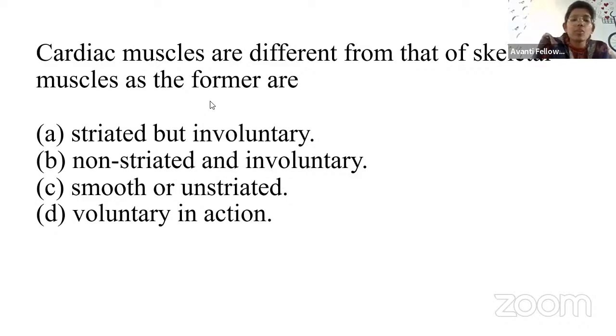So as I said already, they are asking about the cardiac muscles. If we know the characteristics of the cardiac muscles, then we can easily differentiate them from the skeletal muscle. First of all, what are the cardiac muscle and the skeletal muscles? That we should know, right? Cardiac always refers to what? Use the chat box. Cardiac refers to what? Heart. Yes. So cardiac refers to heart.